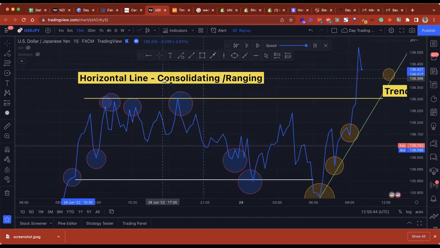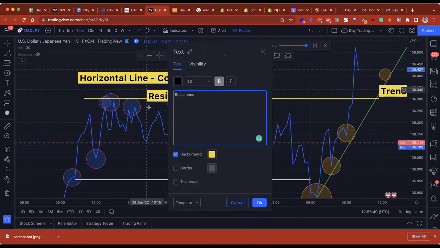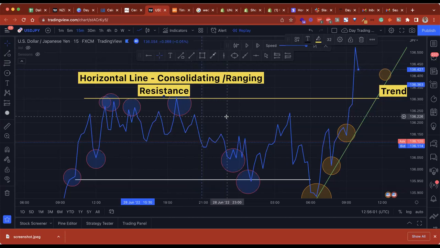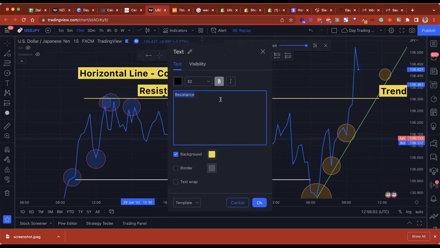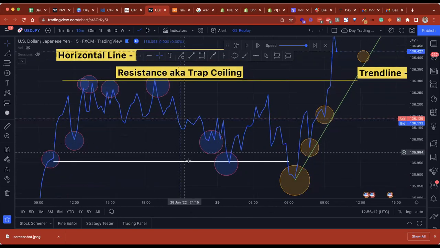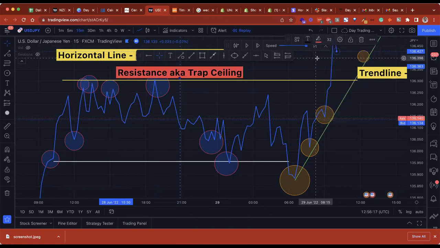Another word for this right here, I want you to write this down, is resistance. Resistance is when the price goes up and comes back down. The price is resisting going above here. Resistance, okay? I call it the trap ceiling, okay? Resistance.